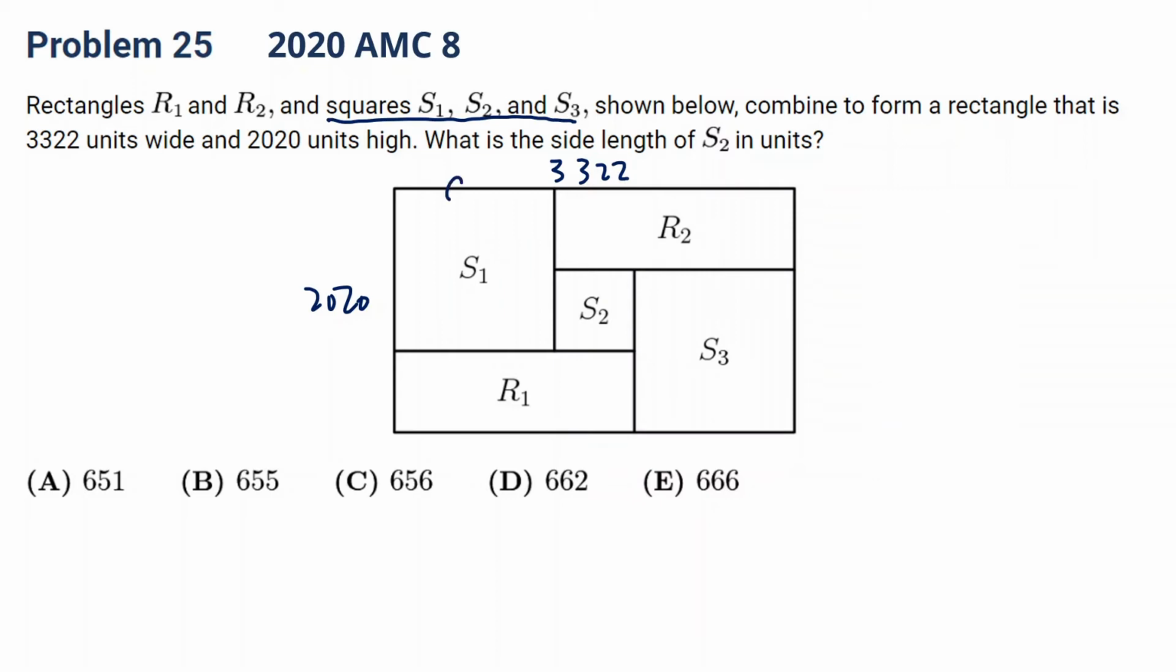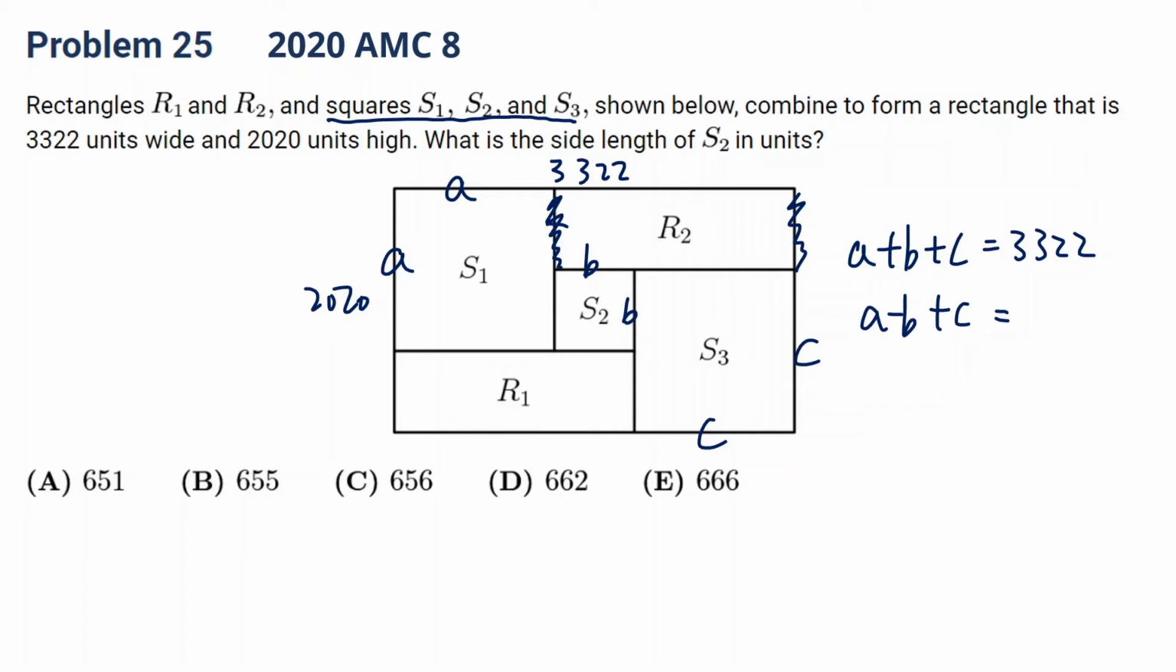So how about we assume each side of a square is A, each side is B, and the third is C. So first, I think we can make some equations. A plus B plus C is 3322. And so this side will be A minus B. A minus B plus C will be 2020. It's asking for what is B. So we are looking for B.